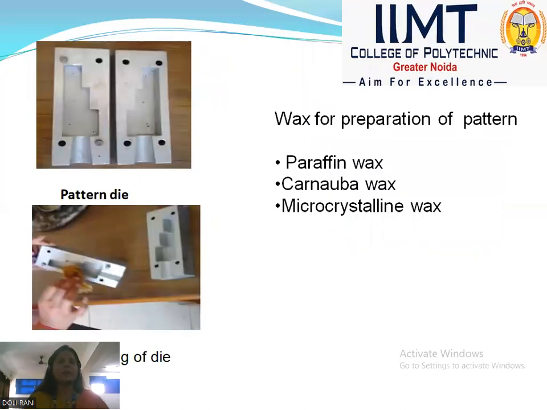This is the die, made of steel, and it is used for preparation of the wax pattern. For preparation of the pattern, we can take any wax like paraffin wax, carnauba, or microcrystalline. Waxes are of many types, so whichever is available and has good properties can be used for that purpose.